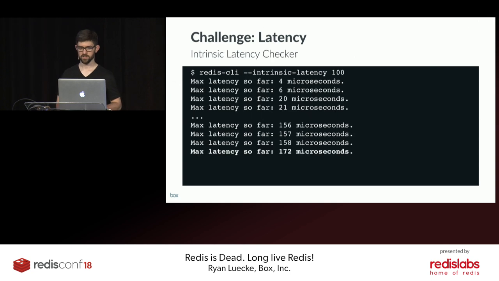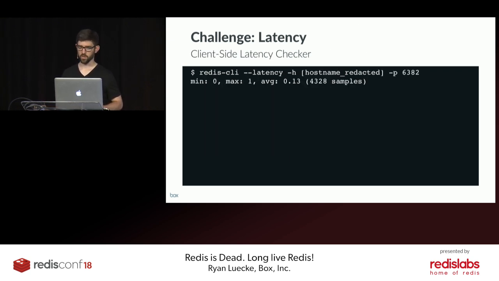So we went to the next debugging step, which was the Redis CLI has an intrinsic latency checker built in. When you run this, it can tell you how much intrinsic latency there is in your kernel or your environment. And this is especially important in virtualized environments where you have a hypervisor that may be taking time away from your processes. Luckily, we run on dedicated hardware. And for a 100-second sample window, we clocked the max of 172 microseconds for our intrinsic latency. So our environment was fast. That was not the problem.